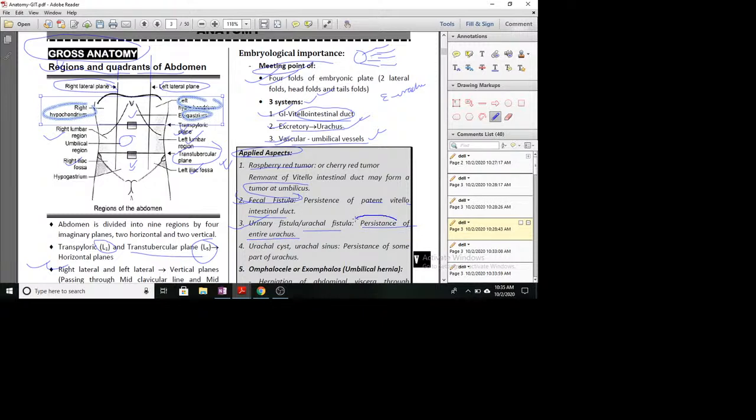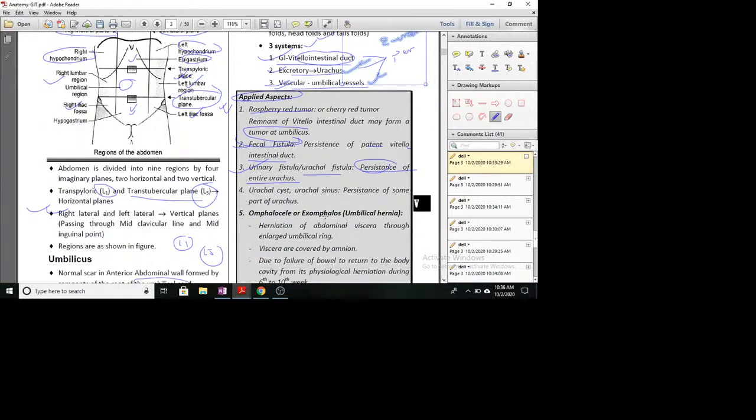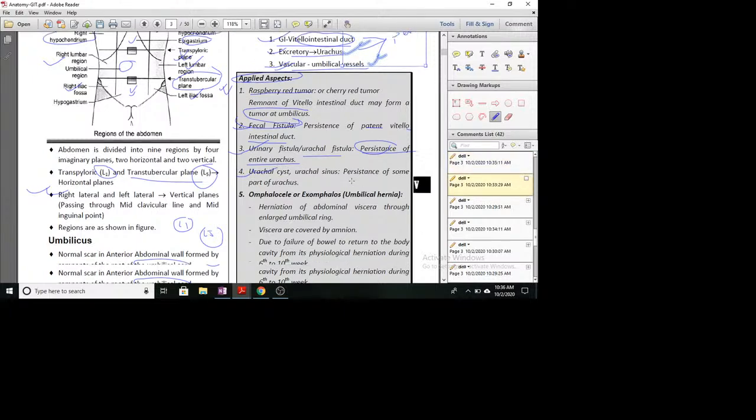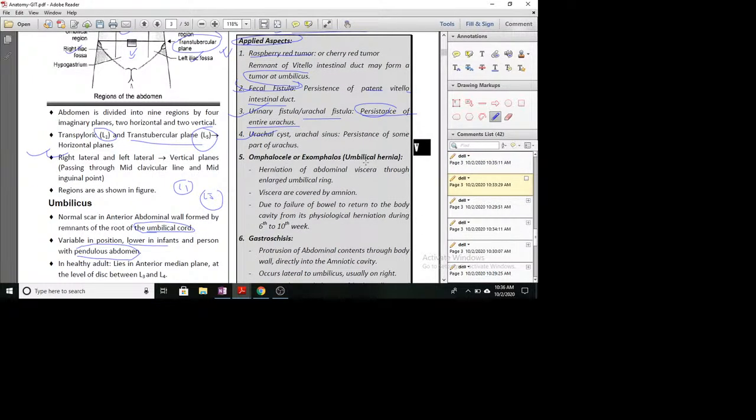So what does this persistence mean? All these structures normally fade with the course of time. But if they remain, there is a condition. If the urachus remains, there is a condition called a urinary fistula or urachal fistula. A urachal cyst is persistence of some part of the urachus. Something like an umbilical hernia.